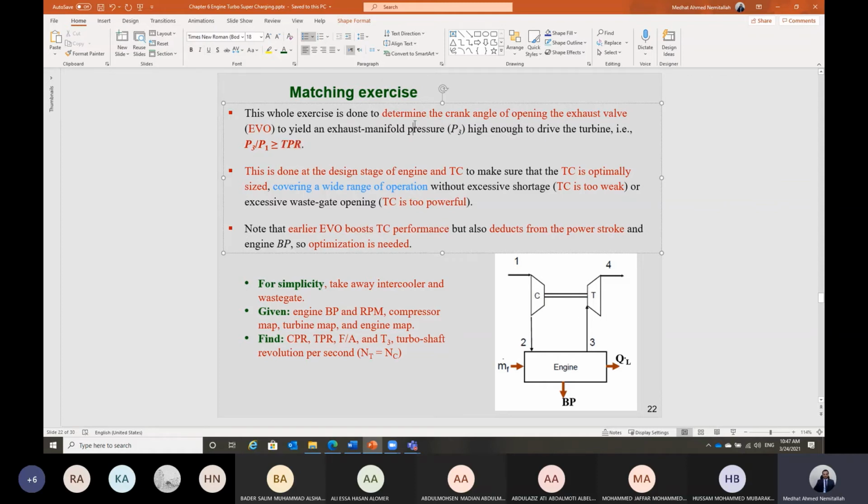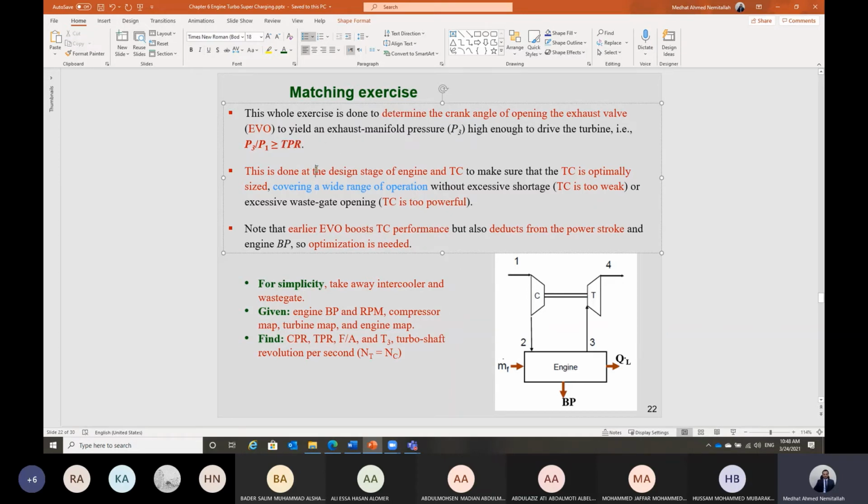So the engine, the exhaust valve, and this is the idea of the matching exercise. This exercise is done in order to determine the angle at which the exhaust valve of the engine should be opening, so that we can calculate the value of P3 and T3. And then in this case, the ratio between P3 and P1 should be greater than the required turbine pressure ratio in order to drive the compressor in this case.